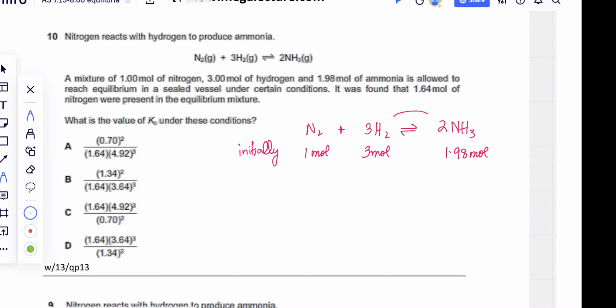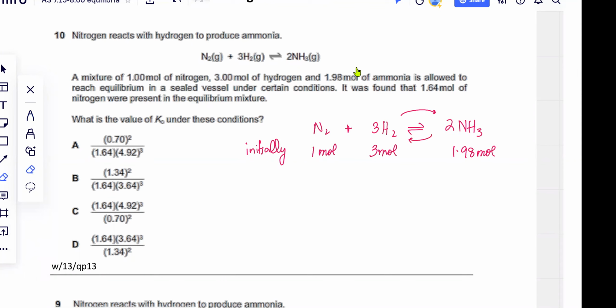So there might be some forward reaction. If there's forward reaction, NH3 would increase. There might be some backward reaction. Eventually, a time would come when equilibrium is reached. The reaction might be going forward and backward, but a time would come when equilibrium was reached. It is reached in a sealed vessel under certain conditions. It was found that 1.64 moles of nitrogen were present in the equilibrium mixture.